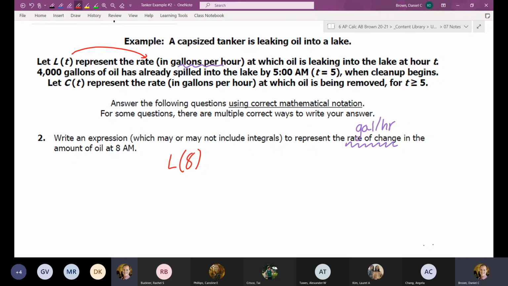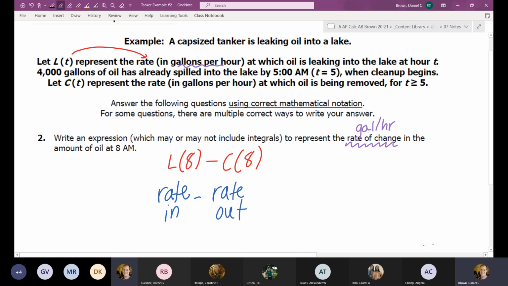Well, what's also happening at 8? As oil is leaking, it's also being cleaned up. So how can I represent how much is being removed as a rate? The rate that's being cleaned up will be minus C of 8. To simplify this and put this into words, because we will see this set up a lot, this is basically the rate in minus the rate out. Again, we'll see these problem situations change, but what won't change is there is going to be some sort of input and then some sort of output in the scenario. Questions on how I did that one?